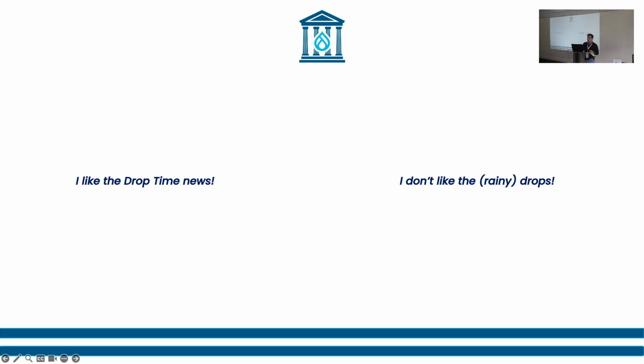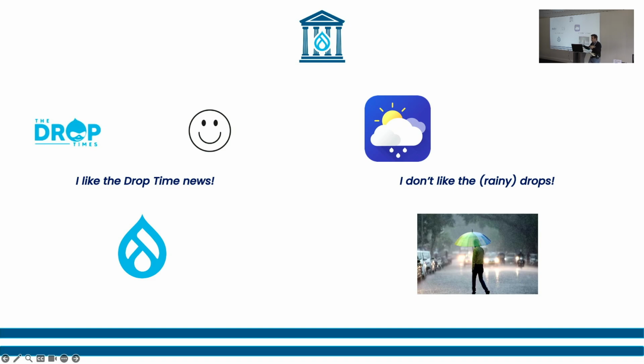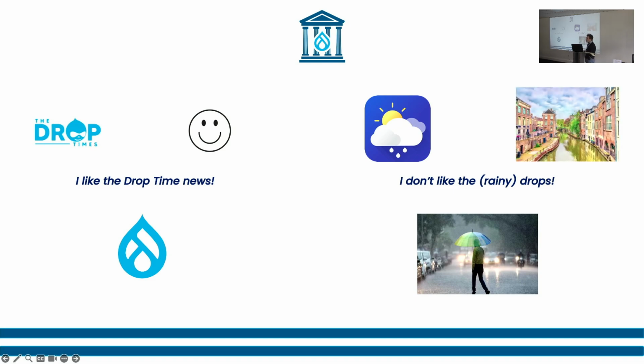Another nice example that I have: "I like the Drop Times news" and "I don't like the rainy drops." So what do we think about the first one? Of course, we are thinking about the Drop Times. We're thinking about Drupal, and because we're Drupal developers, we are happy. About the other one, of course, we are thinking about the weather, the actual rain. And for me, it's also the Netherlands sometimes. So it is true. But okay, I should not say a lot, because the last three months were fine. So let's keep it like that.